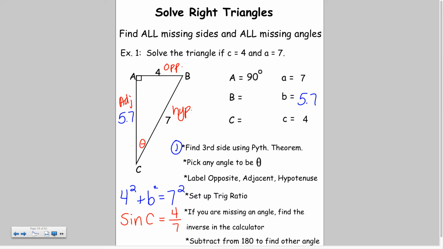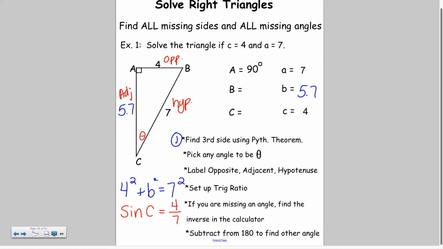Now, because I don't have a value there, I'm going to take the inverse. So here is where I'm reading that right here: if you're missing an angle, find the inverse in the calculator. All the inverse is, is sine to the negative 1. On your calculator, you'll have to hit shift, sine, and that'll get you to negative 1. So I'm going to take the inverse of sine of 4 over 7.